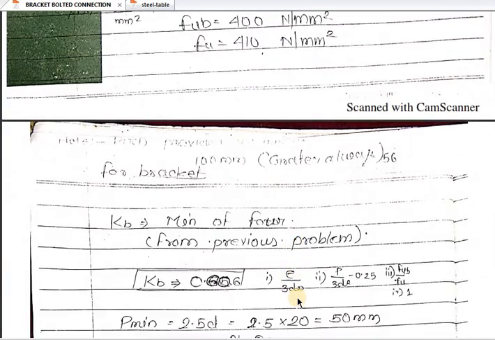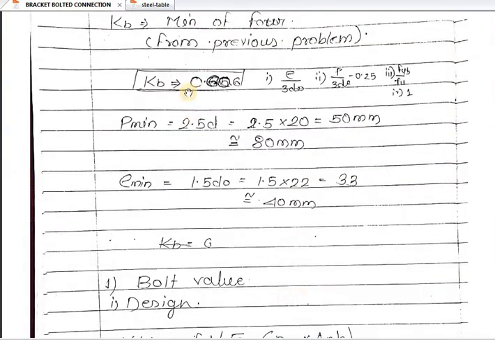Again, next thing we are calculating the kb value. There is a minimum of 4 values, where this kb is used in the design bearing strength of bolt. So directly we will take the value of kb. kb is the least of 4 values: the first is e upon 3d0, the second value is p upon 3d0 minus 0.25, or fub upon fu, or the fourth value is 1. Out of these 4 values, the minimum value will be the value of kb.